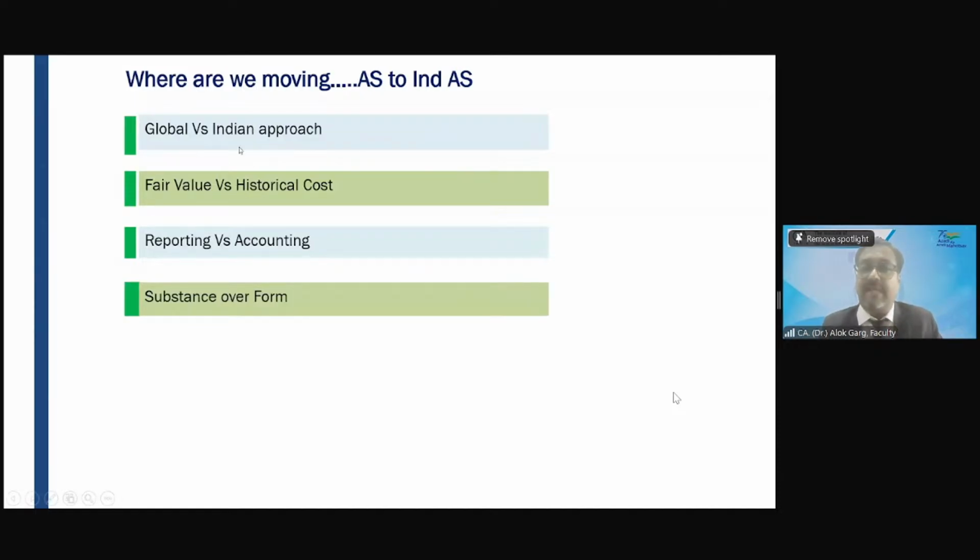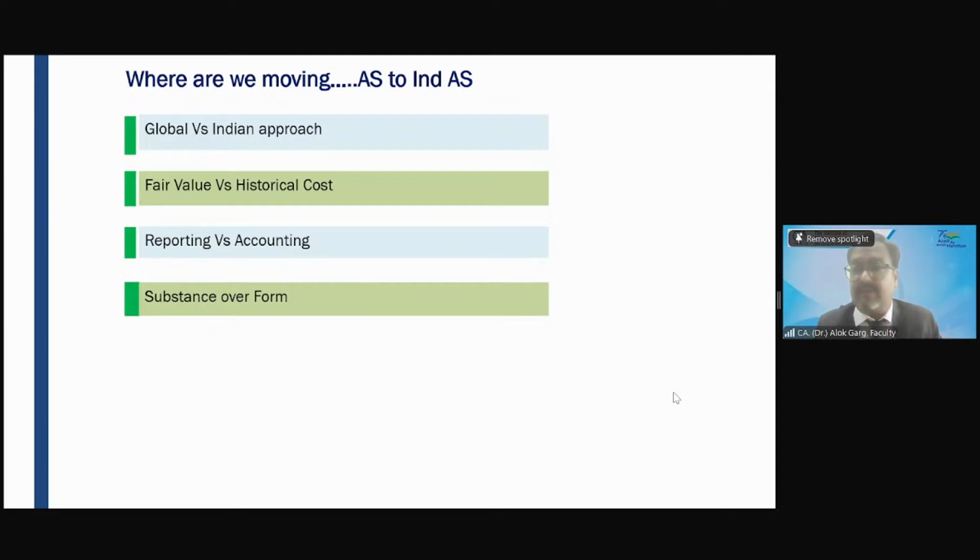Substance over form. The concept of substance over form was there in our accounting standard also, but it was only for namesake. But in Ind AS, substance over form is beautifully ingrained. When you read the revenue standard, Ind AS 115, which I will teach you, you will find that it has been drafted on the concept of substance over form. I will also teach you Ind AS 116 Leases, a very detailed and important standard. You will find the lease standard has been drafted on the principle of substance over form.